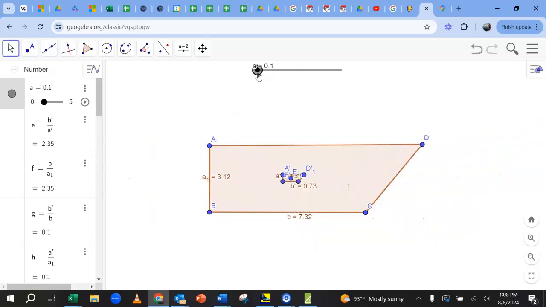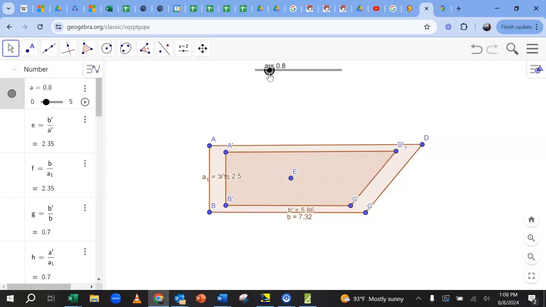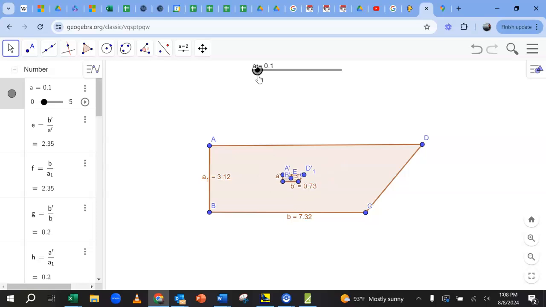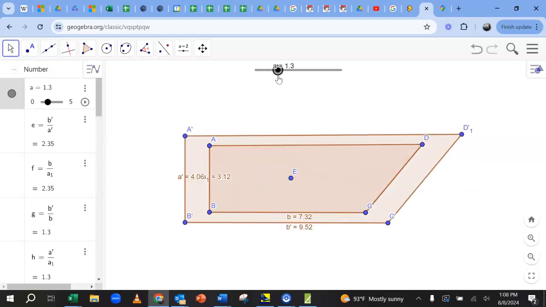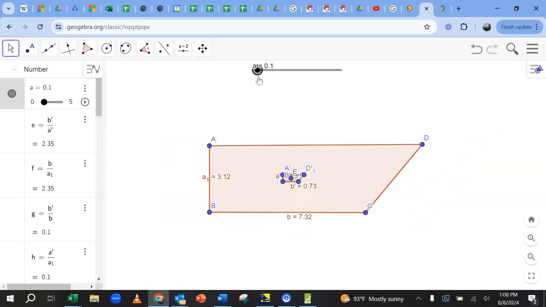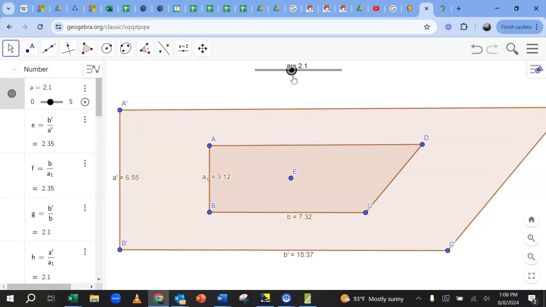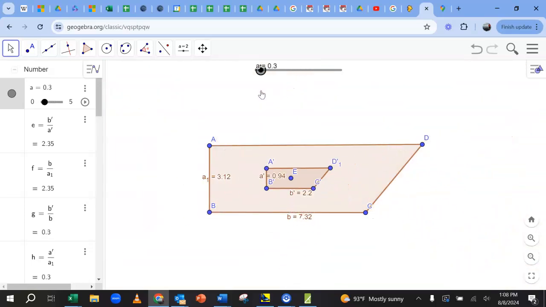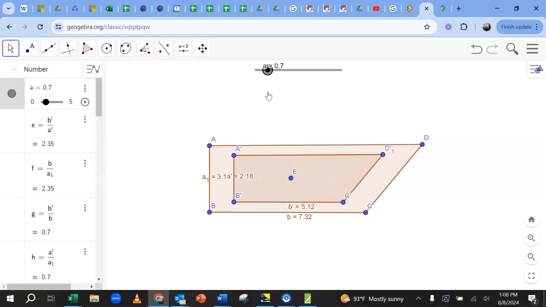I want you to just take a look and say, how would you describe the relationship of that fixed object, a fixed quadrilateral, and this variable one? You might say that I'm taking that fixed one and I'm shrinking it when the slider has a small value, and I'm blowing it up when it has a big value. I'm dilating it, is a little bit more technical, or contracting it.